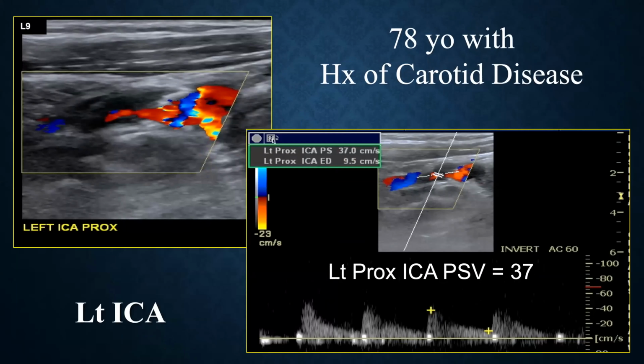Now, here's a 78-year-old with a history of carotid disease. And of course, the color display is abnormal. You can see that there's marked thinning, tapering. It almost looks like it stops, right? You don't actually see continuity of the vessel. And the velocity is only 37 centimeters per second. So what's going on here? Is it an occlusion? Is it a very tight stenosis with a very low velocity? Kind of hard to tell.